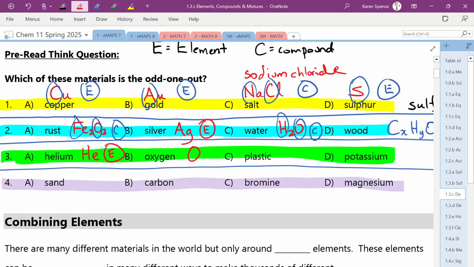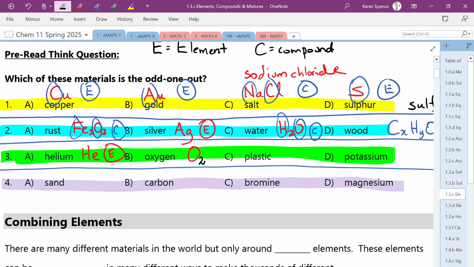Now, do you guys know something about oxygen that makes it a little special? It is O2. It is what we call a diatomic. Di meaning 2, diatomic, 2 atoms.